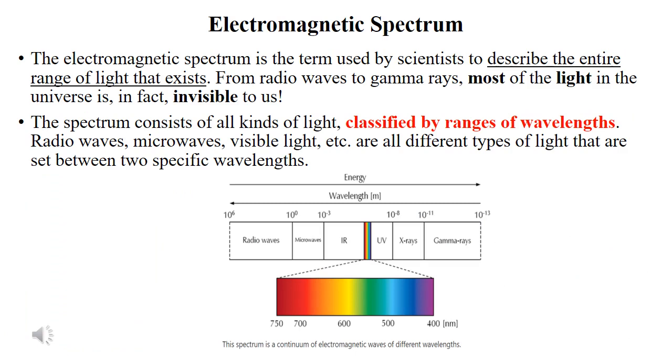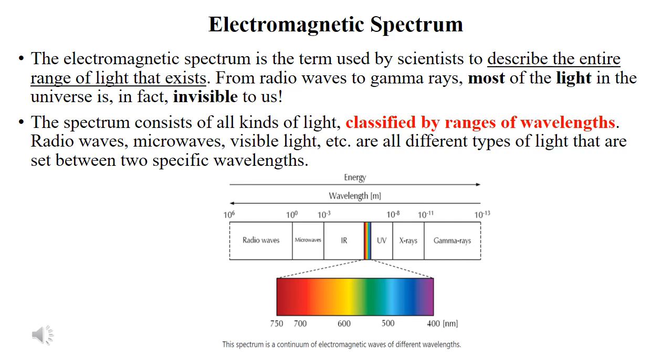Electromagnetic spectrum. The human eye can only see visible light. Is it right? But light comes in many other colors: radio, infrared, ultraviolet, X-ray, and gamma ray that are invisible to the naked eye. The electromagnetic spectrum is the term used by scientists to describe the entire range of light that exists in the universe. From radio waves to gamma rays, most of the light in the universe is in fact invisible to us.